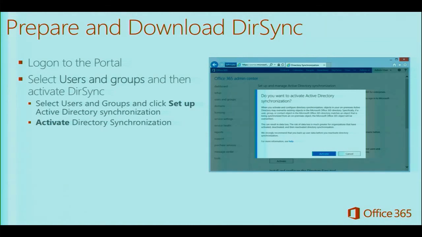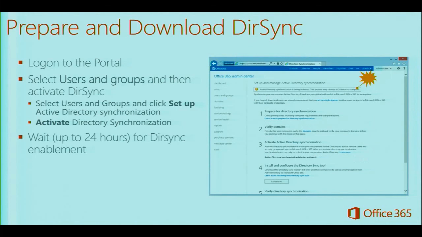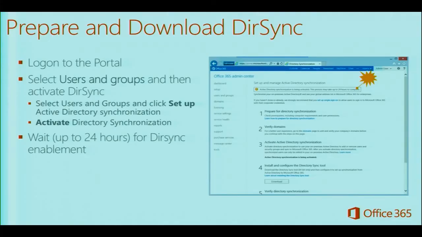So here you would click activate once more, and then you would wait up to 24 hours for DirSync to be enabled on the back end as well. And again, it's not always going to be 24 hours, but we're trying to be conservative here and set expectations so that if it does end up taking a little bit longer than we might expect, it doesn't cause frustration or confusion on your part. So you wait for that to be enabled. Once it is enabled, by the way, you will get a notification of that, so you don't have to just keep trying over and over.